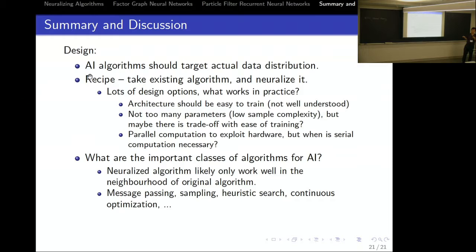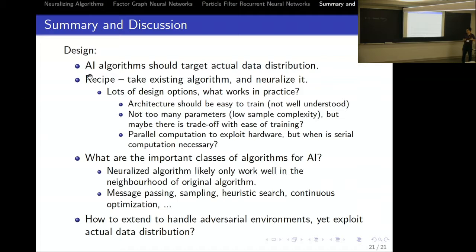So the types that we usually use in AI might be message passing, sampling, heuristic search, continuous optimization. A lot of these things we maybe can do. And maybe it might be interesting to also try to extend it to adversarial environments. But even in that case, because most of the space is either uninteresting or empty, even when we want to do adversarial cases, maybe we still want to try to exploit the data distribution. I think that's all I have.